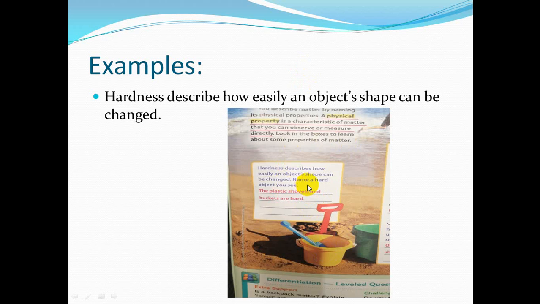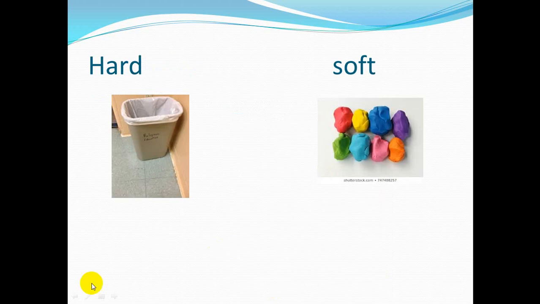Now, this is a question in your book, page 353. I would like you also to write the answer. Name a hard object you see. What hard objects can we see in this picture? We can see this shovel and buckets. All of these objects are hard. Now, look at this picture here. In our classroom, we can see this basket is hard. It's difficult to change its shape.